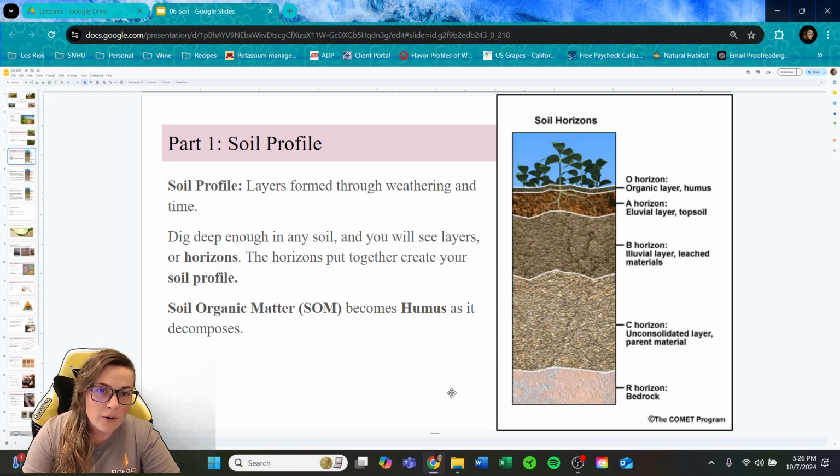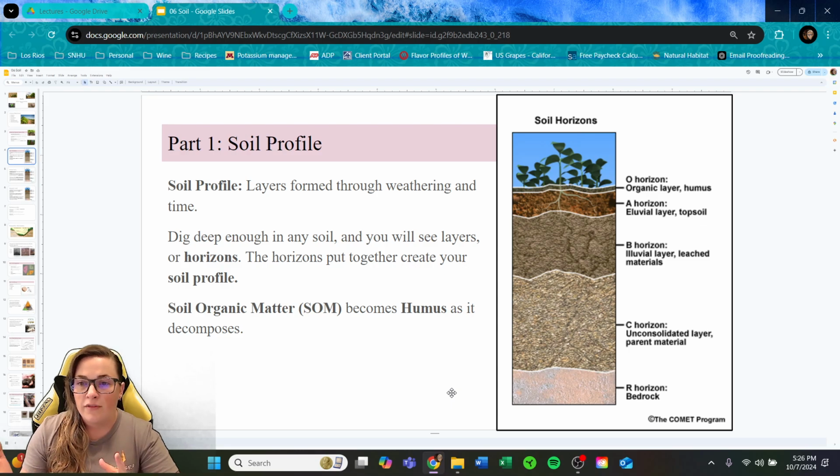So starting with part 1, soil profile. Soil profile is the layers formed through weathering and time, like we just said. If you dig deep enough in any soil, you will see layers, also known as horizons. Once you put those horizons together, you create a soil profile. And there are very diverse soil profiles. You go from county to county, from vineyard site to vineyard site, or even within vineyard sites. There's lots of variation in soil.